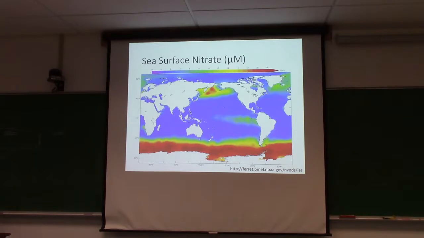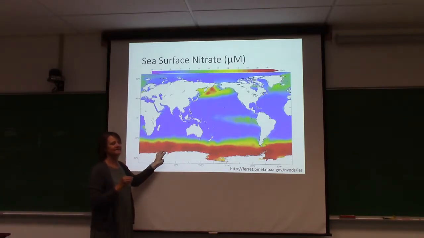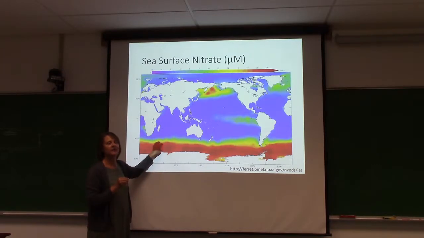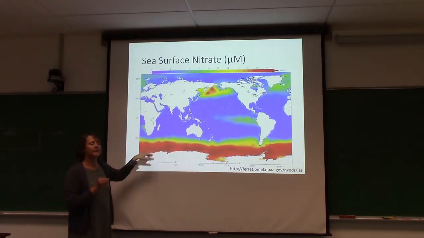But this is not what you see in the Southern Ocean. There are other things going on in the Southern Ocean, right? Maybe other things are limiting. But here what you're seeing is very high replenishment, because it's a divergent zone around the Antarctic.